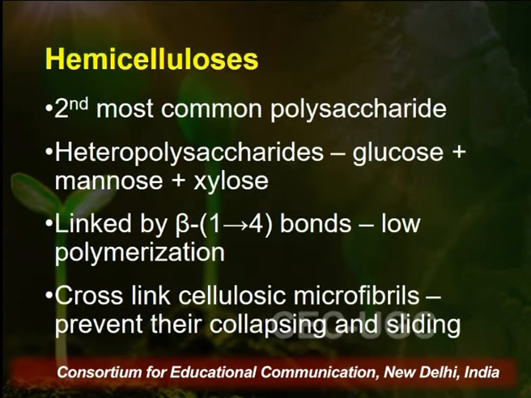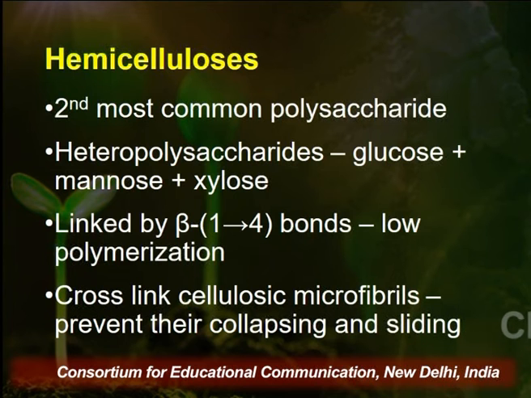Now we move on to the second major component, that is hemicellulose. As we discussed, cellulose is the major polysaccharide present in the cell wall. It is followed by hemicelluloses. Unlike cellulose, hemicelluloses are heteropolysaccharides. It means they are formed by different monosaccharide units, and the most common monosaccharide units found in hemicelluloses are glucose, mannose and xylose.